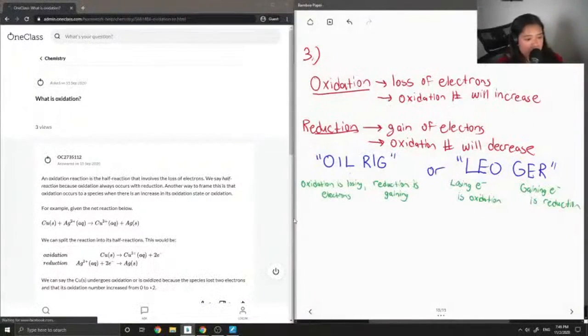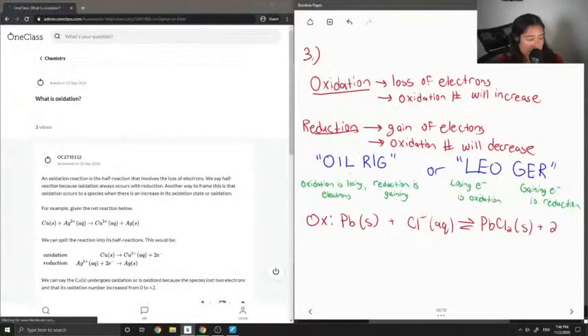I'll also write down an example of an oxidation reaction. So let's say you have lead solid plus chlorine gives lead chloride. So this is an example of an oxidation reaction.